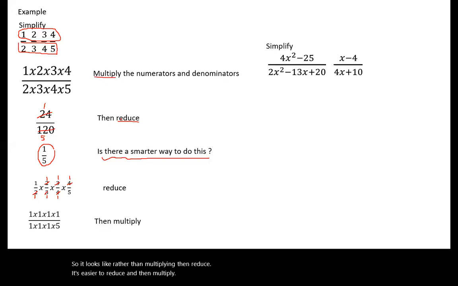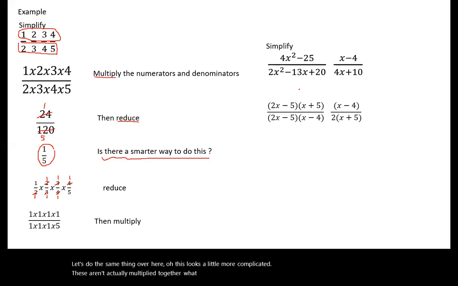Let's do the same thing over here. Ooh, this looks a little more complicated. These aren't actually multiplied together. Ooh, I bet we could factor. That looks better. Now things are all multiplied together. So difference of squares on this one. Trinomial factoring over here. And now we see all kinds of things that we can reduce.